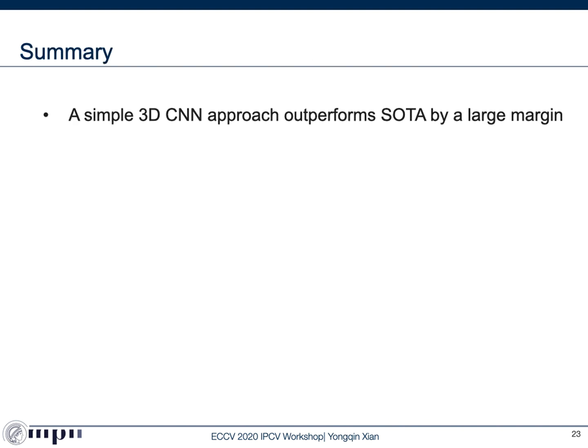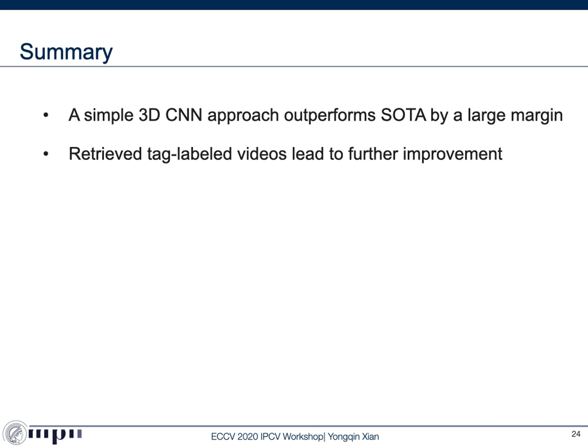To summarize, in this work, we propose a simple 3D ConvNet approach that outperforms the state-of-the-art by a wide margin. Second, we propose a retrieval-enhanced approach that retrieves tag-labeled videos to expand the data for novel classes, which leads to further improvement. Finally, since our results saturate current evaluation settings, we propose more challenging evaluation settings for future research. That's all of this talk.